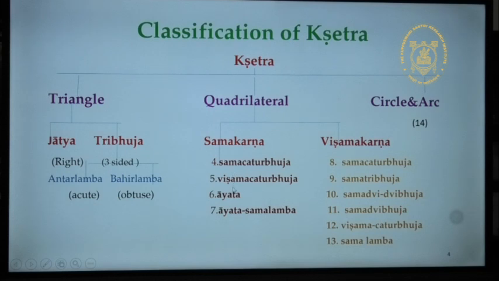square, rectangle, isosceles trapezium, and so on. Vishamakarna means having different diagonals, that is, rhombus, parallelogram, any quadrilateral, or any trapezium, and so on. Then the other topic is circle and arc.